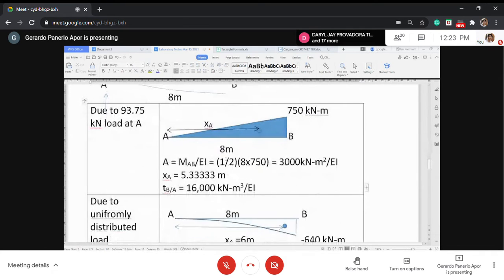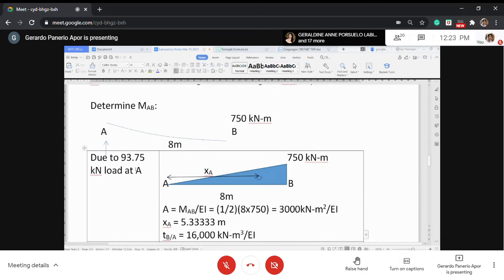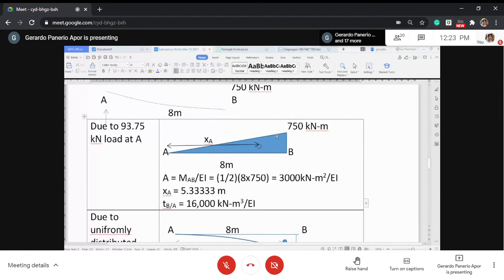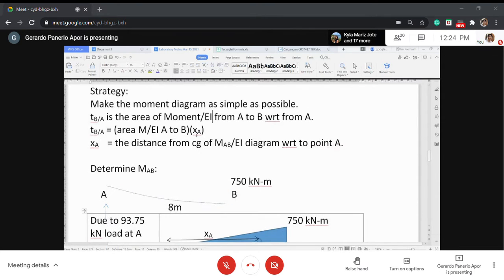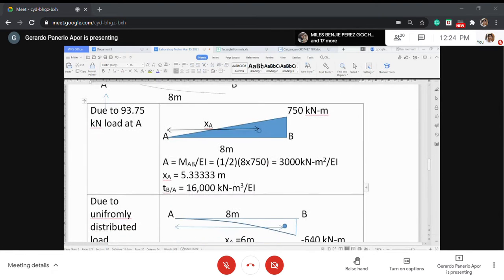Okay. So first, due to the 93.75 kilonewton load at A. Okay, so I'm only concerned with AB. So if you have a load which is only 93.75 going up, I have a positive moment, no? And since I have a triangle, then the area is no problem. Triangle is simply one half base times height, where base is 8 meters and the height is 750 kilonewton meter. So I end up with 3,000 kilonewton meter squared over EI. And now the X sub A, governed by this equation, okay, X sub A is 5.33.